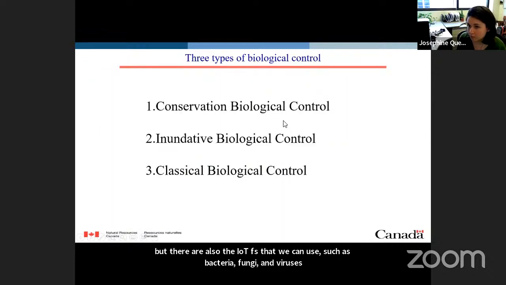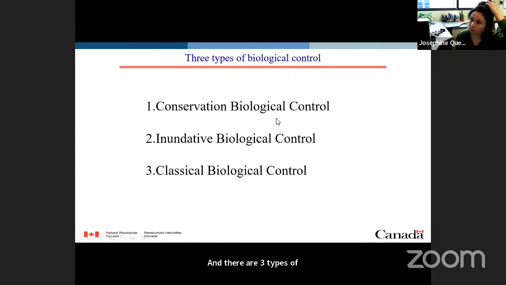And there are three types of biological control, namely conservation biological control, where the aim is to preserve the ecosystem and environment of the natural enemies, to make sure that the populations are large enough to control the pest. We also have inundative biological control, where the natural enemies are reared in the lab to build up the populations and then are released in the field. And then finally, the one that I'm going to focus on today is classical biological control.